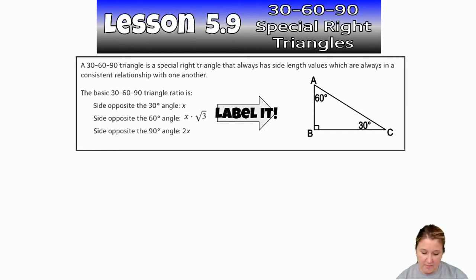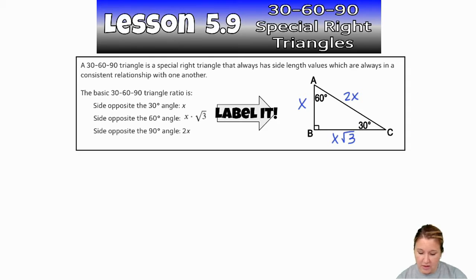The side opposite the 30 is going to be considered x. That's the smallest side length. The side opposite the 60 is going to be x times the square root of 3. And the side opposite the right angle is going to be 2x. That's probably the easiest one to remember, because no one wants to deal with square roots, but sometimes you have to use those.